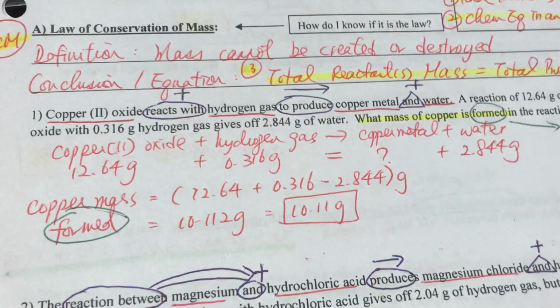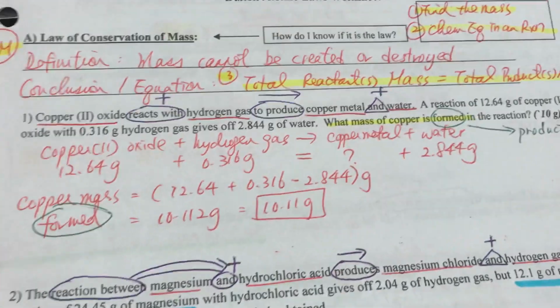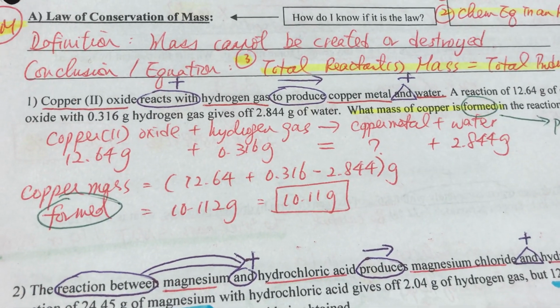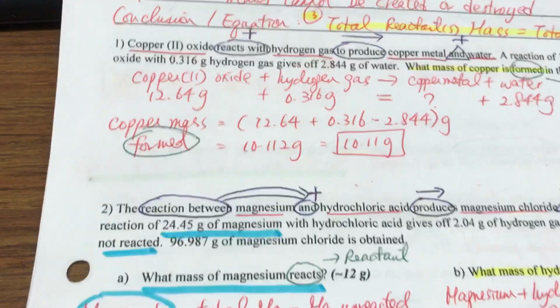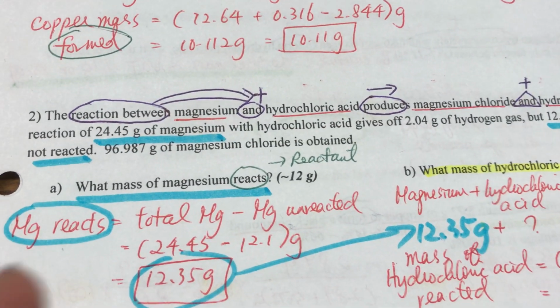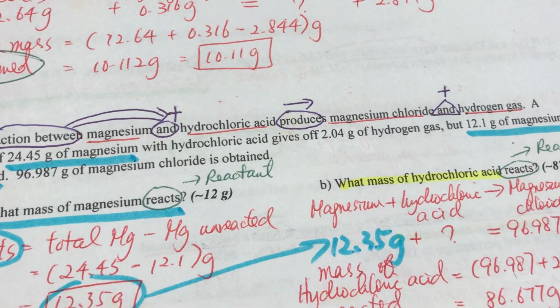Okay, so this question has no part A or part B because all the reactant has been used up. They did not mention anything about any leftover, unreacted, excess, or extra, whatever. Now question 2 has 2 parts because if you read the question, it's the same thing: magnesium plus hydrochloric acid produce magnesium chloride and hydrogen gas.